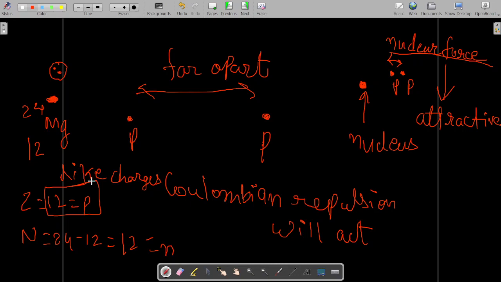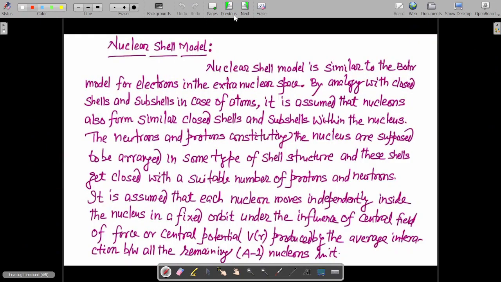Why? Because the nuclear force becomes the dominating factor, and the Coulombian repulsion goes to the background. The Coulomb force goes to the background and the nuclear force comes to the fore. So that's how 12 protons are filled up inside the nucleus. That is the story.